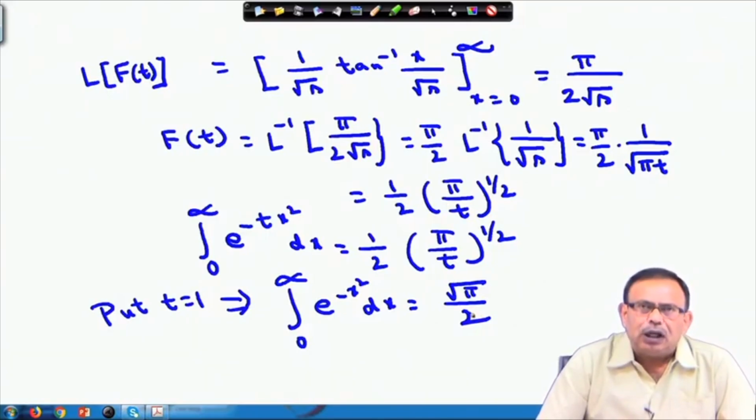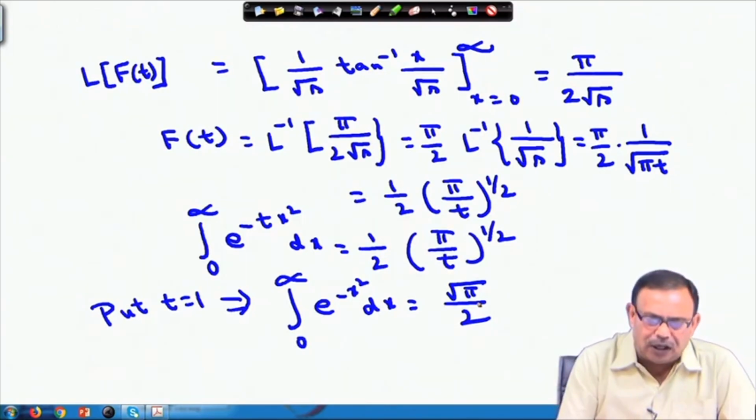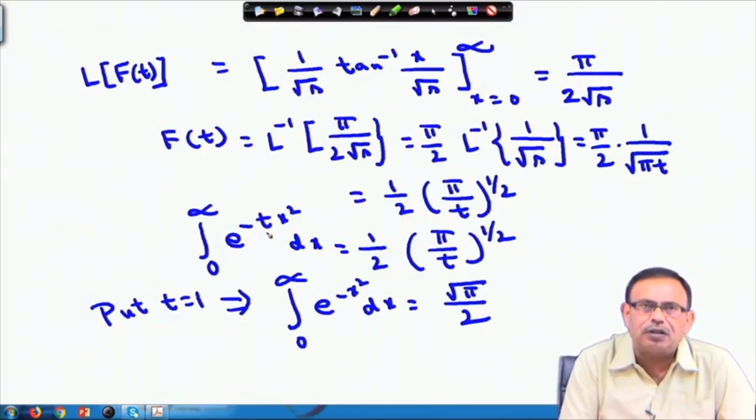So in this way, if I want, I can evaluate integrals also using the concept of Laplace transform. The only thing you have to remember is that I am constructing a new function, and from that new function I am taking the Laplace transform and finding the value of that function. Like I constructed the new function f(t) as the integral from 0 to infinity of e power minus t x square dx, and afterwards by substituting t equals 1, I am obtaining the value of the original integral, that is the integral from 0 to infinity of e power minus x square dx equals root pi by 2.